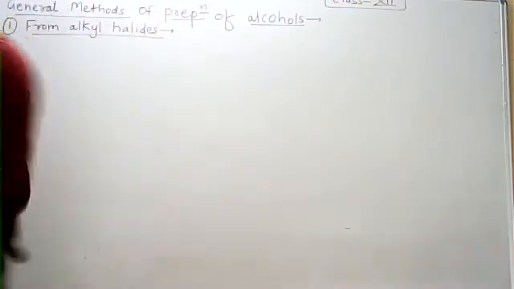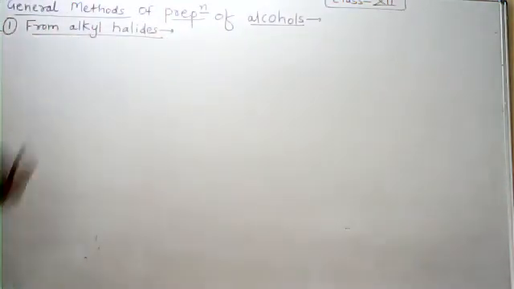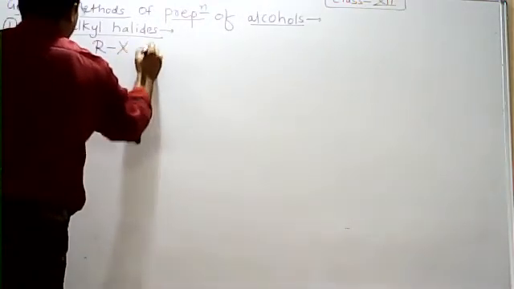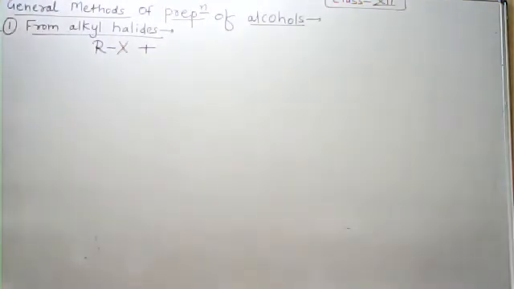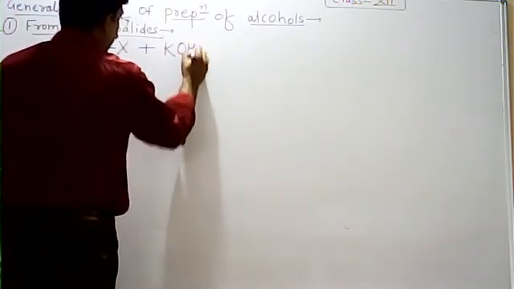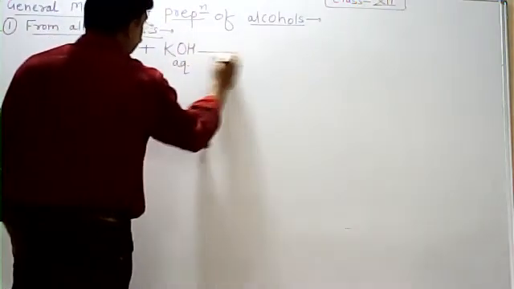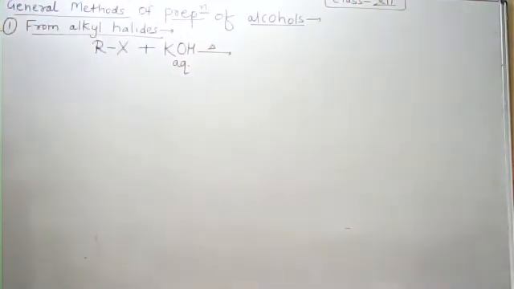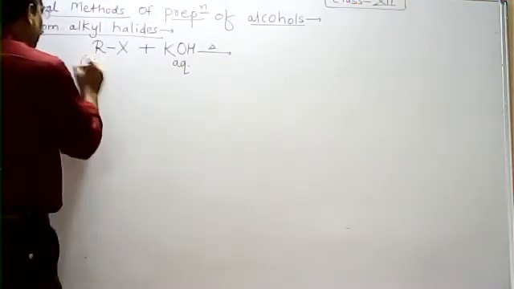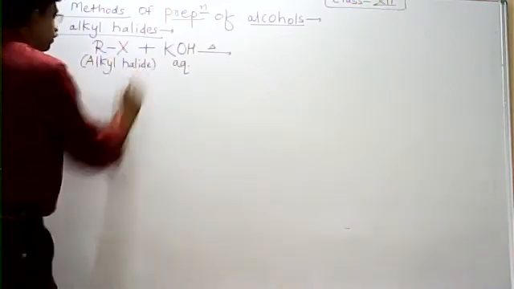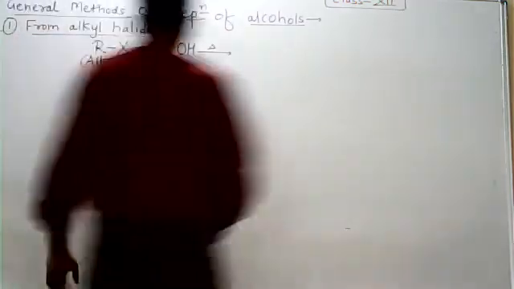Alkyl halides पासून आपण बोलू शकतो. So first, the alkyl group is there. From alkyl halides, RX is there, means alkyl halide, reacts with, suppose, aqueous KOH. We know that this is a hydrolysis reaction. We have discussed the chemical reactions of alkyl halides. From this alkyl halide, we can prepare the corresponding alcohol.